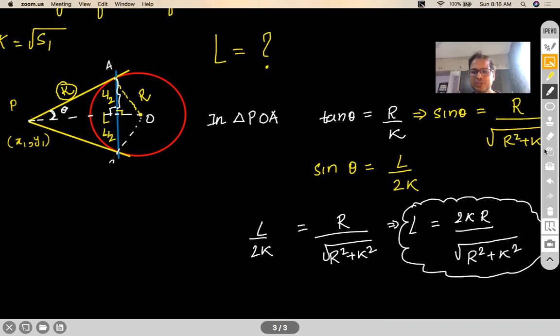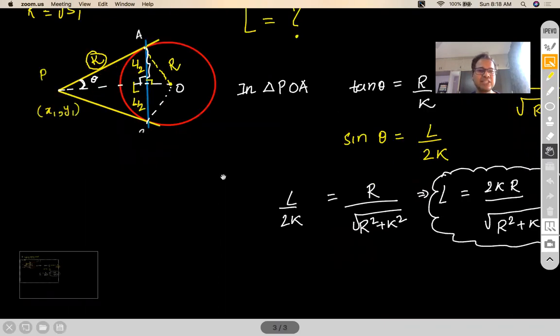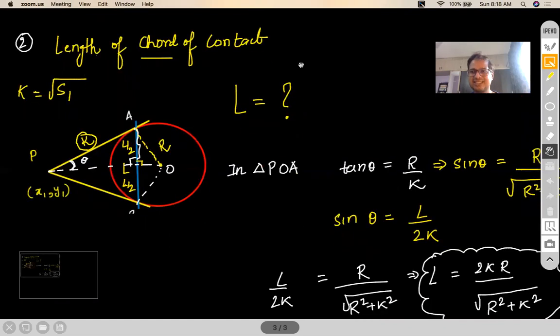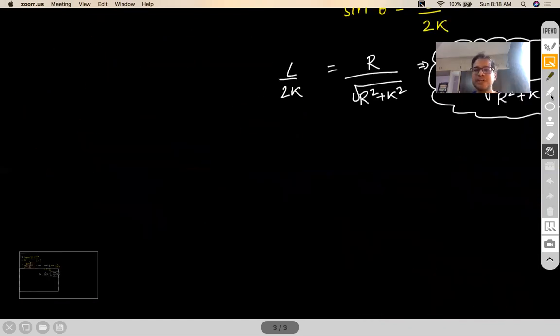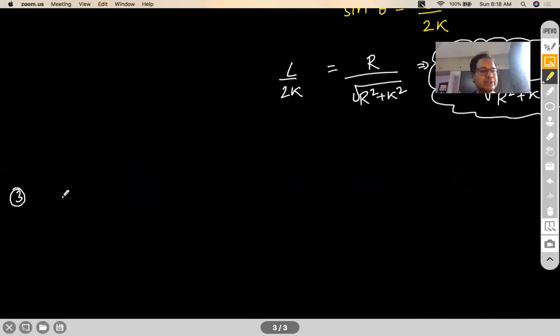Cool. The next question that normally comes is, what is the angle between the two tangents? So let's take it as a third thing. What is the angle between the pair of tangents? In fact, I will tell you another way to look at it a little later on.